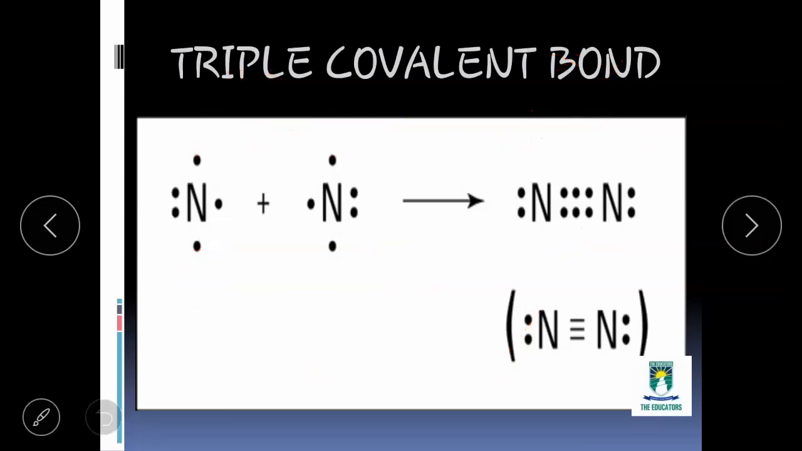Triple covalent bond. A triple covalent bond is formed by the sharing of 3 electrons from each side. For example, in this case, nitrogen. Nitrogen has 5 electrons in the outermost shell, and both these nitrogens require 3 more electrons to complete the octet. So in order to complete the octet, they will share their electrons and form a triple covalent bond. A triple covalent bond can be defined as the type of covalent bond which is formed by the sharing of 3 electrons from each side, or we can also define it as the sharing of 3 electron pairs.